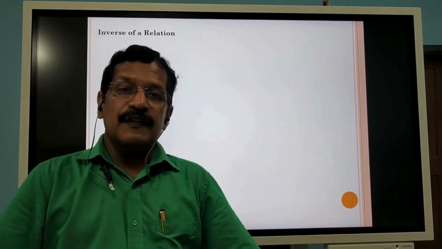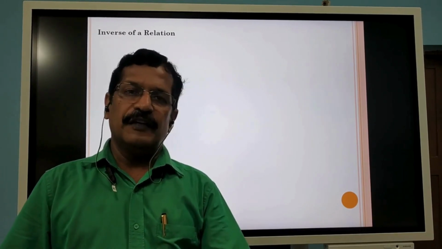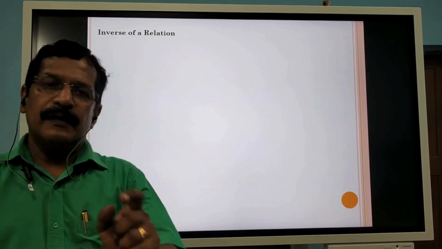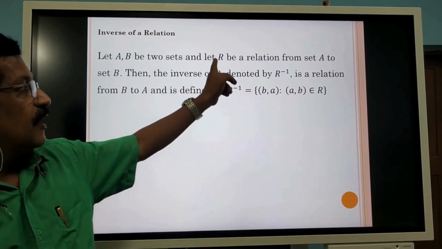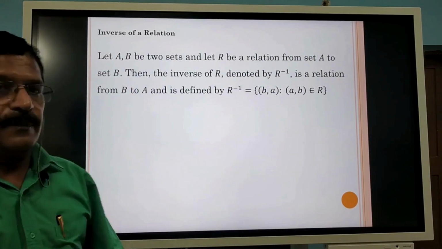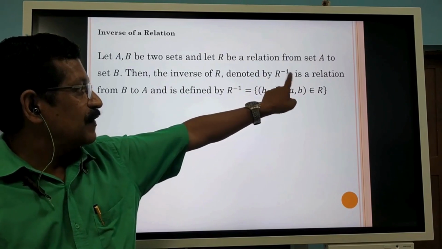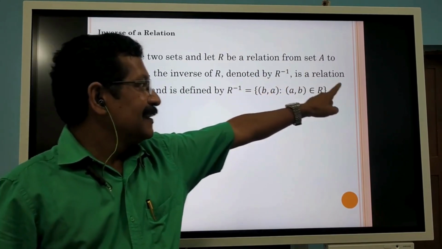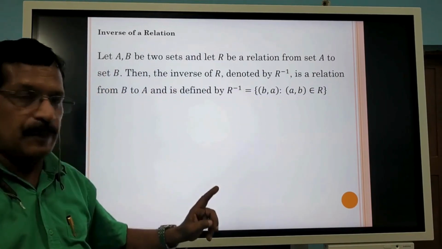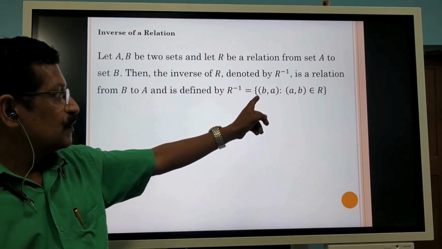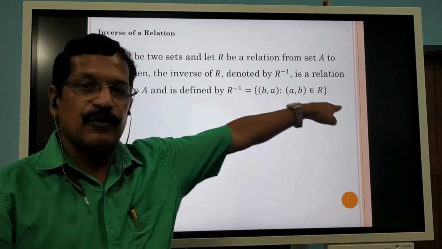Now, what is the inverse of a relation? All these things we have studied in 11th class. Inverse of a relation. Let R be a relation from A to B. A and B are two sets, R is a relation from set A to set B. Then the inverse of R, denoted by R inverse, R to the power minus 1, is a relation from B to A and is defined by R inverse is equal to the set of all ordered pairs (b, a) such that (a, b) is an element of R.